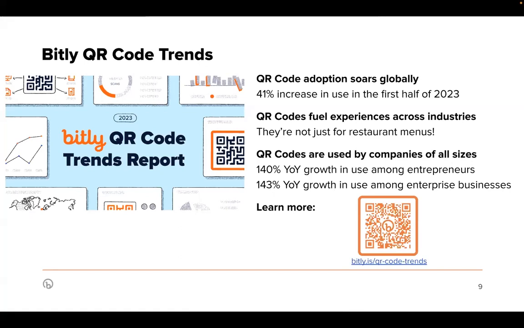So we have 140% year-over-year growth in use among entrepreneurs, single-person businesses. And at the other end of the spectrum, 143% growth, almost exactly the same among enterprise businesses, as different a business as you could get. It's really wild, the growth that we're seeing all over the place. And again, I highly encourage anybody to just scan that code and learn a whole lot more.